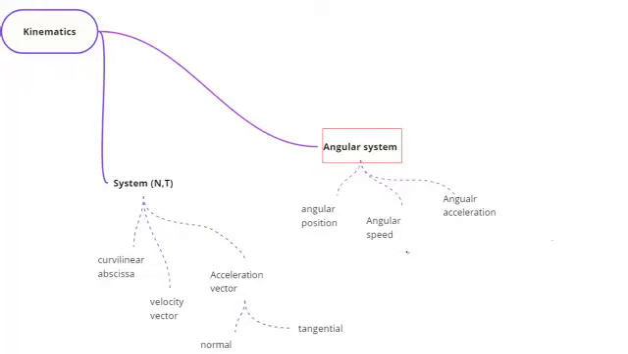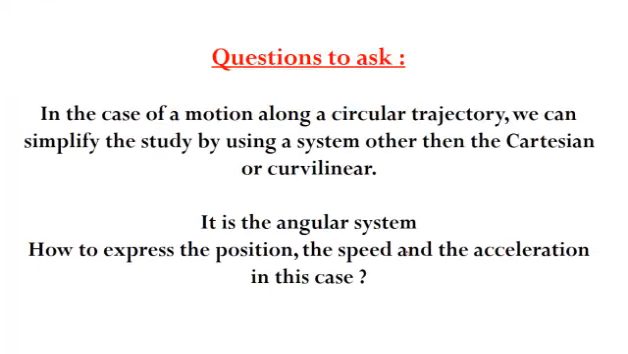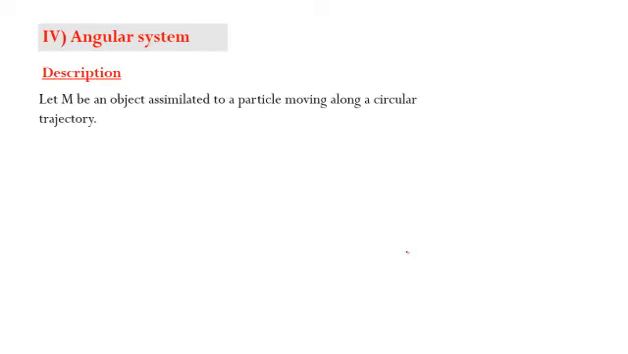In this part we'll be talking about circular motion, so we'll introduce a new system, which is the angular system. What do we mean by angular system, and how can we express the position, the speed and the acceleration in this case? First, in order to talk about the angular system, we take a point M which is assimilated to a particle and moving along a circular trajectory. So here we are talking about a circular trajectory. This is the point M, it's moving along a circle.